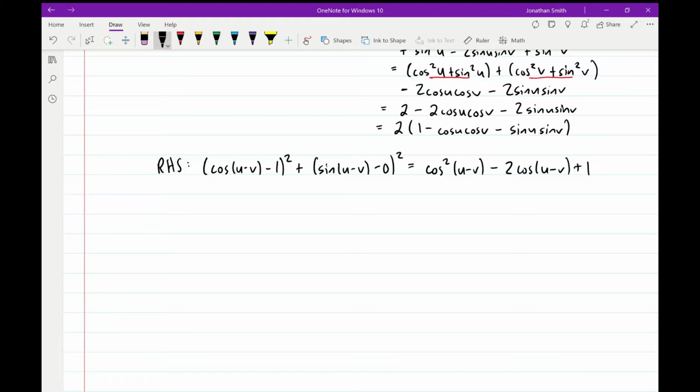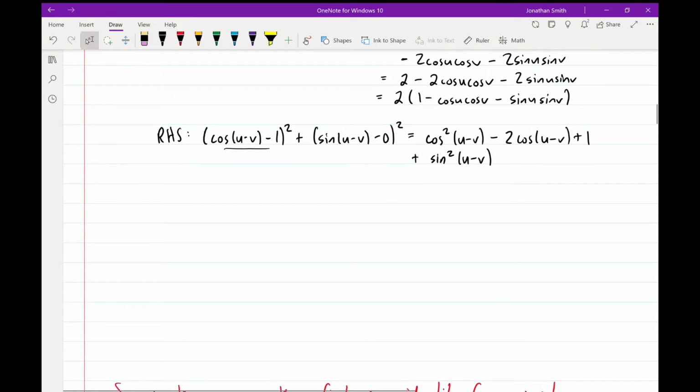So that's what I get when I expand the square of the first difference. And on the other side, I'm just going to get a sine squared of u minus v this time. All right, and now let's rewrite it again. So here I have a cosine squared of u minus v plus a sine squared of u minus v. And I also have a minus 2 cosine u minus v plus 1.